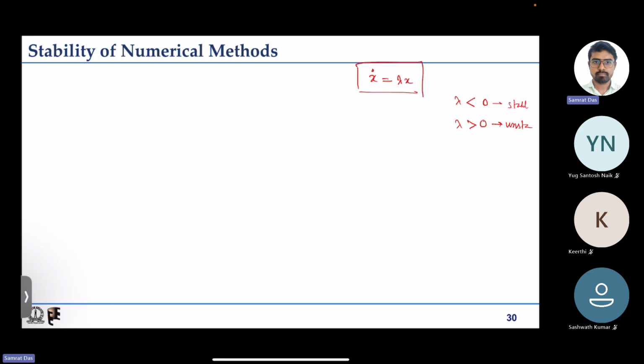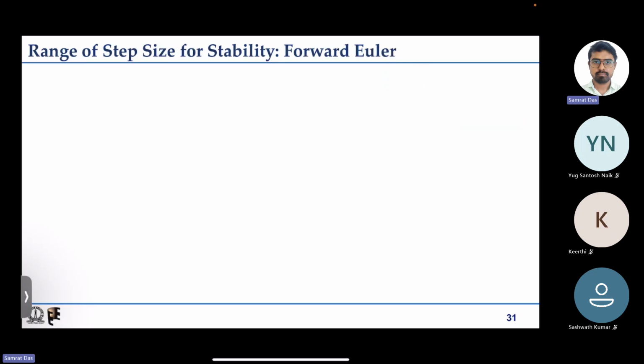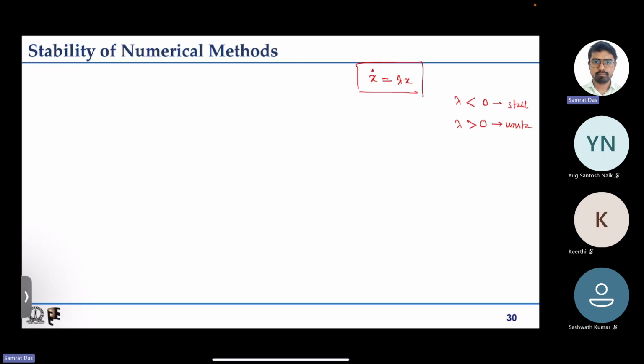So say we are expressing this system, x dot equal to lambda x, with certain numerical methods, then the numerical methods should not lead to instability just because of the time step or something that we have chosen. So that is the way we will be evaluating the stability of the numerical methods. So let us start with the numerical method.